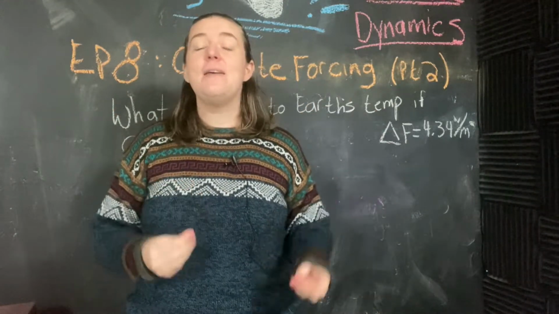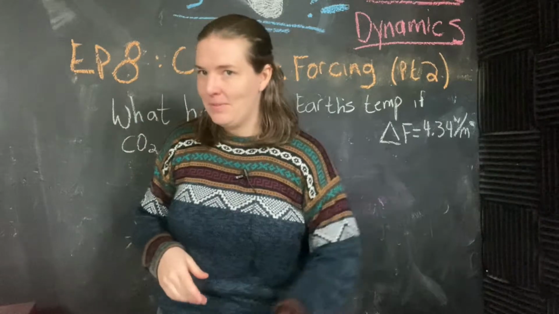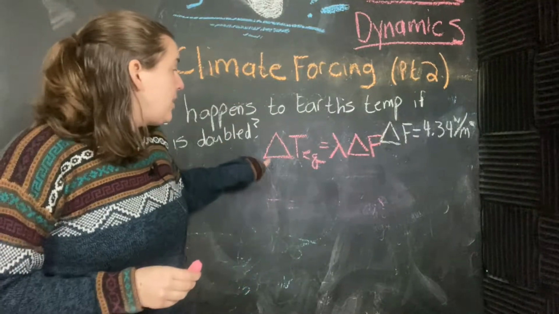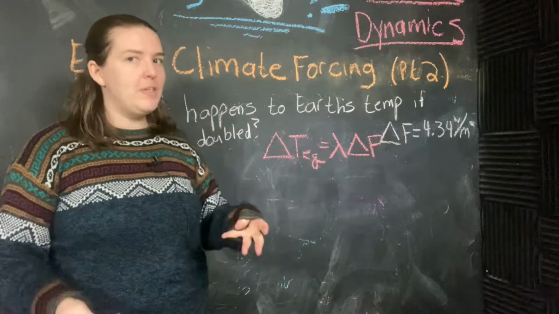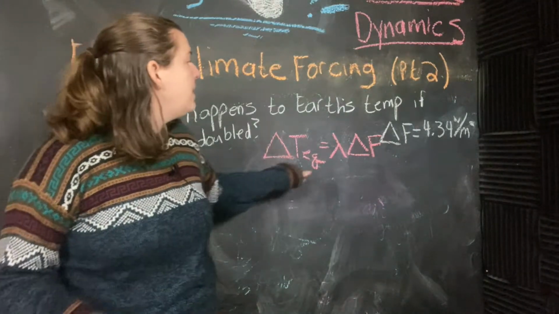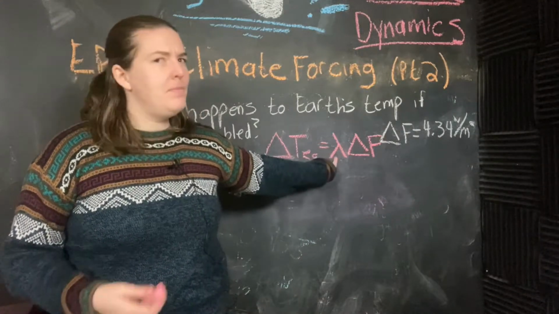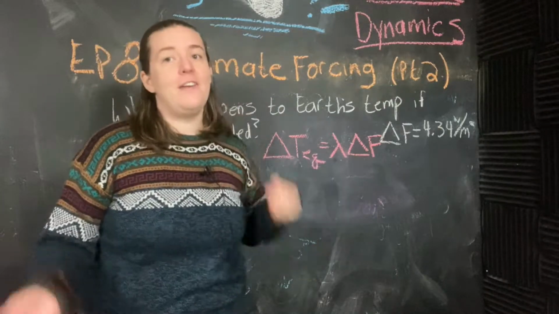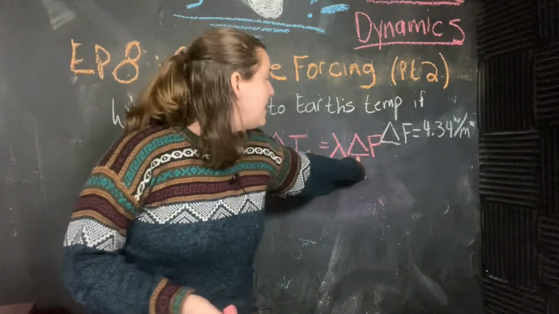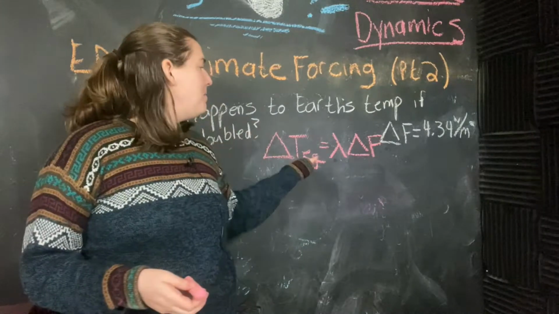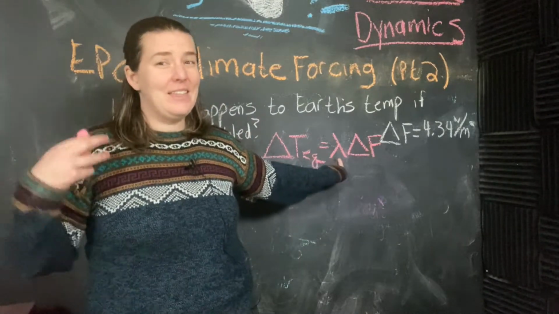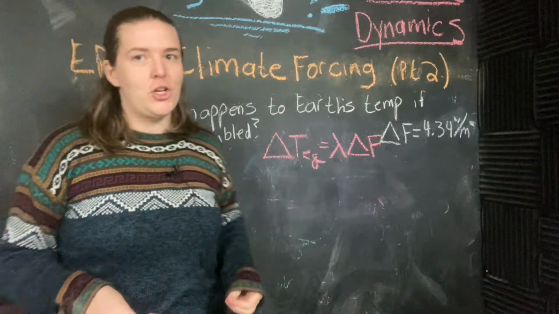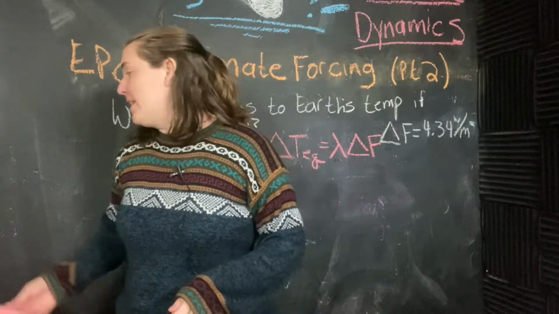So we have a very simple equation that's going to get us there. Let me write it up on the board. Here's our base equation. My change in equilibrium surface temperature, this is the number we're looking for, equals some number represented by a lambda times my change in forcing. So we have this number, check. What about this lambda? Because what we're trying to solve for is my change in equilibrium temperature. So what does that lambda represent?